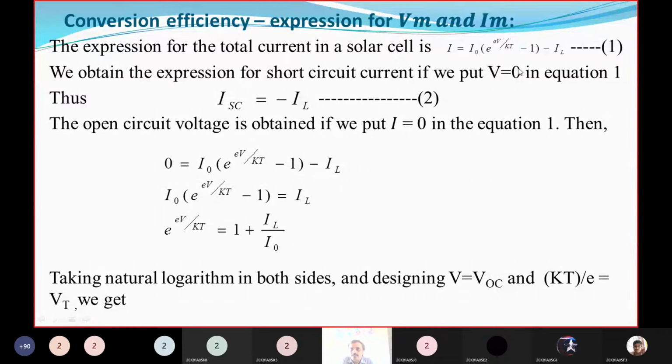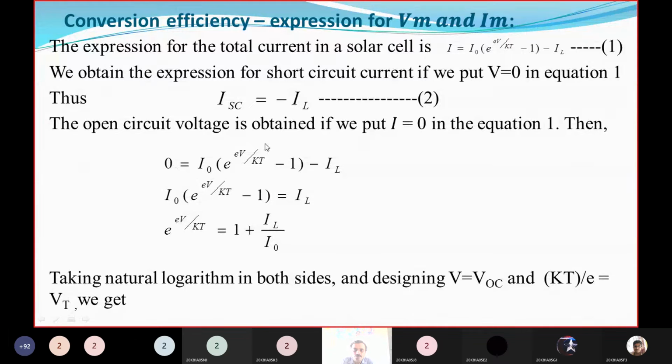If you substitute V is equal to 0 here, we will get the ISC max, that means the short circuit current. So ISC is equal to minus IL. This term vanishes whenever you substitute V equals 0, because e power 0 is equal to 1, and 1 minus 1 makes this total term 0.